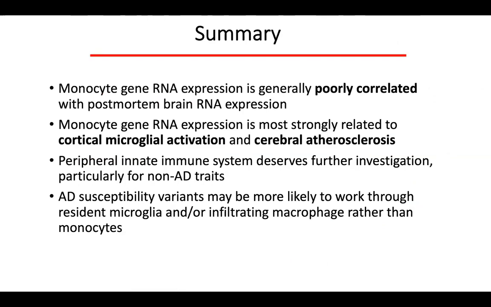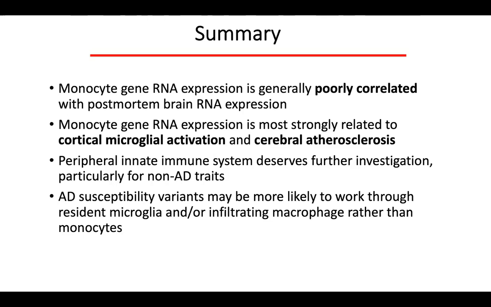So in summary for this part of the talk, we find that monocyte gene RNA expression is generally poorly correlated with postmortem brain RNA expression. So peripheral monocyte RNA expression is not a proxy for brain expression, even for genes that are relatively specific for microglia. Monocyte gene RNA expression is most strongly related to cortical microglial activation and cerebral atherosclerosis, but not the Alzheimer traits.